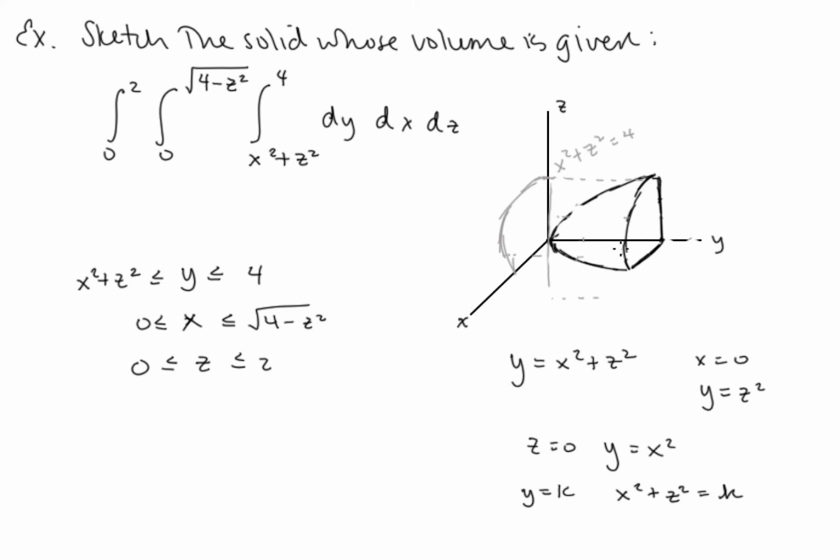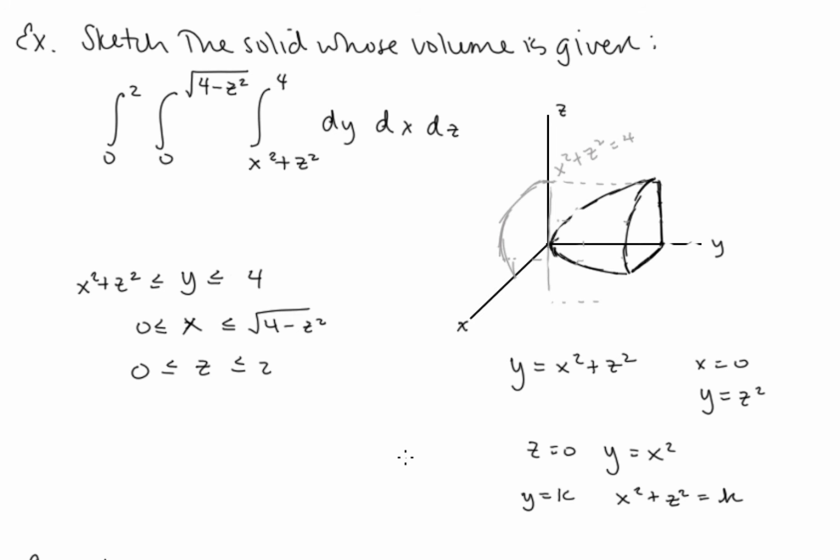And this is a solid whose volume is given. Again, we have y going from x squared plus z squared, that's that paraboloid, to 4, to the plane y equals 4. And x goes from 0 to radical 4 minus z squared, this part of the circle here. And z goes from 0 to 2. So this is the solid that we're talking about.